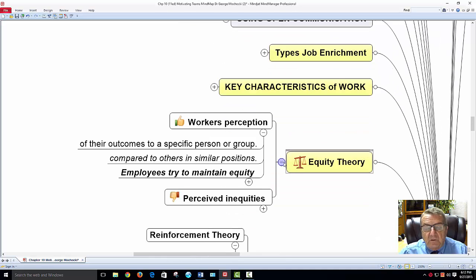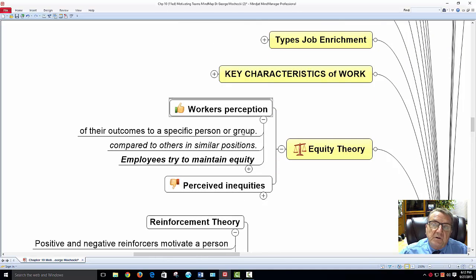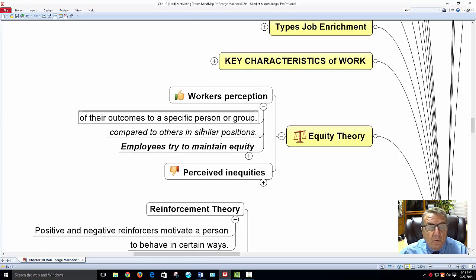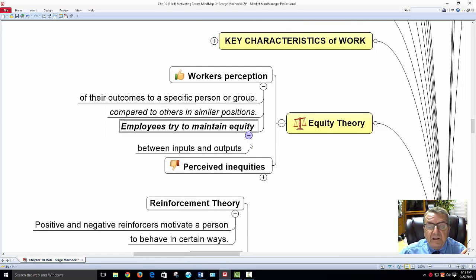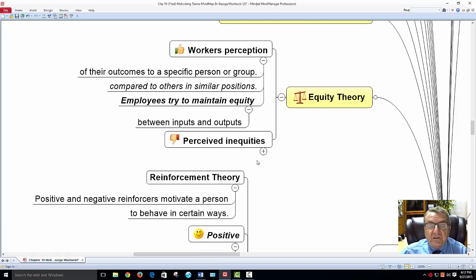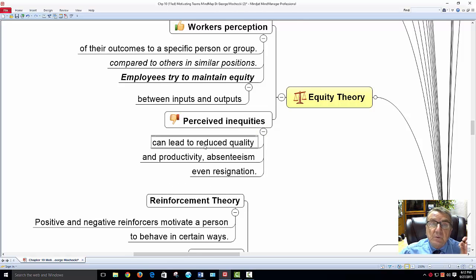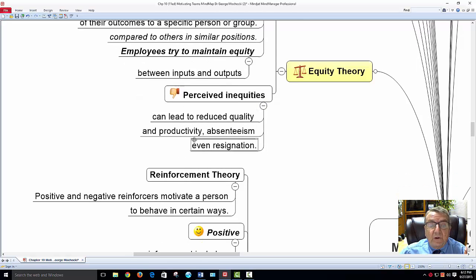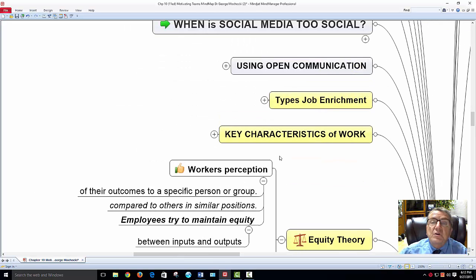Okay, now if I look at equity theory, that's workers' perception. Am I being treated fairly compared to my peers and other workers? The outcomes of a specific person or group compared to others in similar positions. Employees try to maintain equity between inputs and outputs. If I didn't get it, I'm not going to work as hard. I'm going to make up for that. Perceived inequities can lead to reduced quality, productivity, absenteeism, and even resignation because I'm not appreciated.